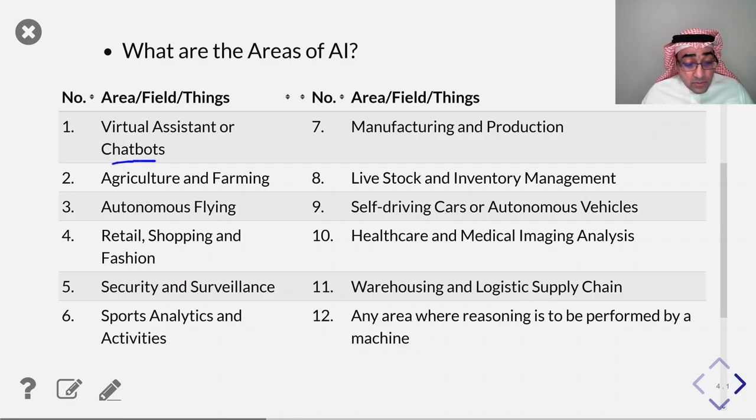It is also used in autonomous flying. So if you want to fly a plane, a UAV, or whatever you want, it is used heavily there to take decisions of what to do and how to avoid obstacles, for example, if it's going between mountains or on a dangerous trail. We also use it in retail, shopping and fashion. The big online shopping stores are all using such things.